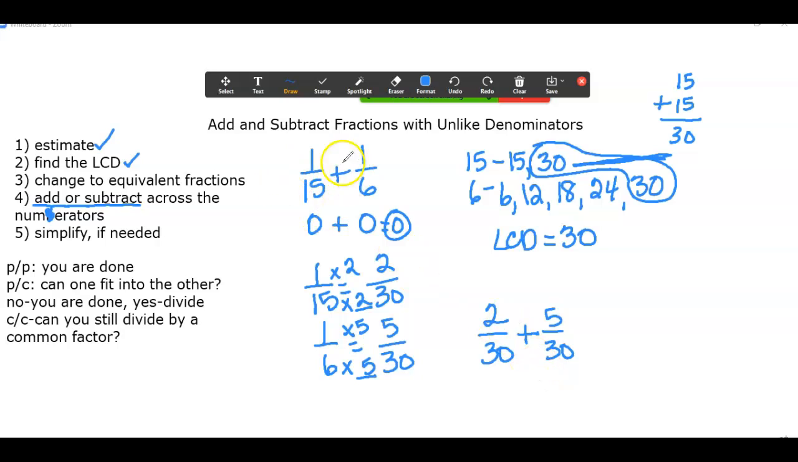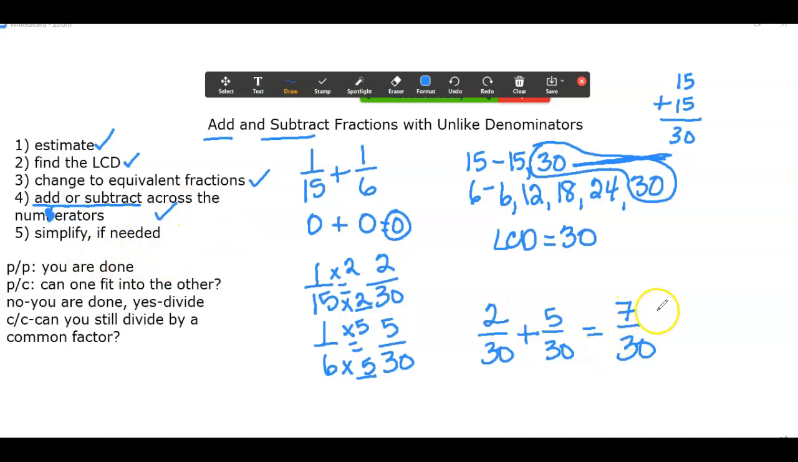Always double check your symbol today, because we're adding and subtracting. I don't want you to do all this work and then in the end you get your answer wrong because you did the wrong operation. So always double check. I know for sure up here I'm adding, so I'm going to cross that off. Now I add. So 2/30 plus 5/30 is 7/30. And now I simplify if needed.